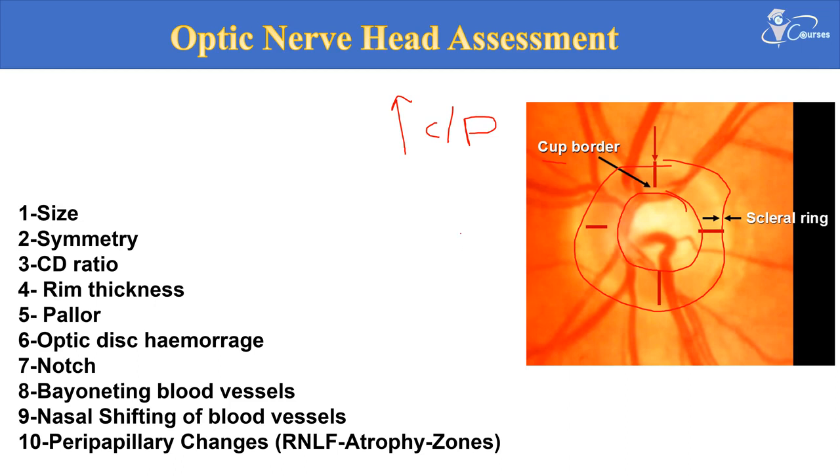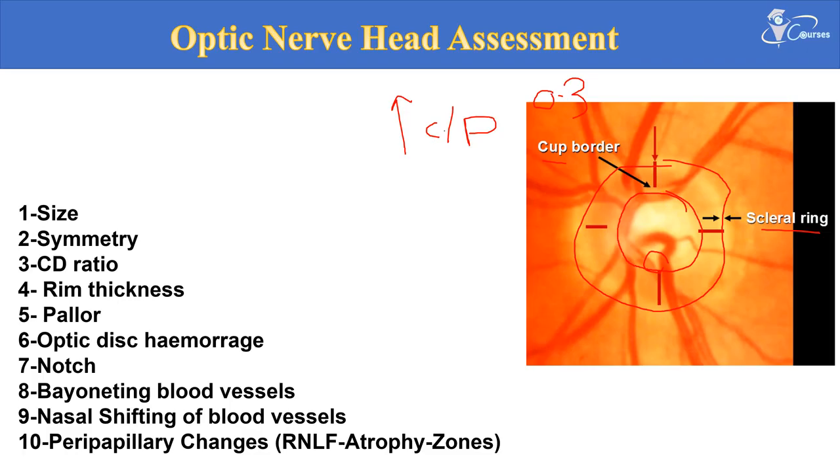And how can we measure this cup to disc ratio? It is by measuring the thickness of the neuroretinal rim. This can be done from the scleral ring, which is like a halo around the neuroretinal rim, to the cup border where there is a bend of the blood vessels. So we have two anatomical landmarks. The edge of the cup is marked by the bend of the blood vessels, and the outer edge of the neuroretinal rim is marked by the scleral ring. By comparing the size of the cup to the size of the disc, we know how much thickness of the neuroretinal rim there is, which should normally be around 0.3.